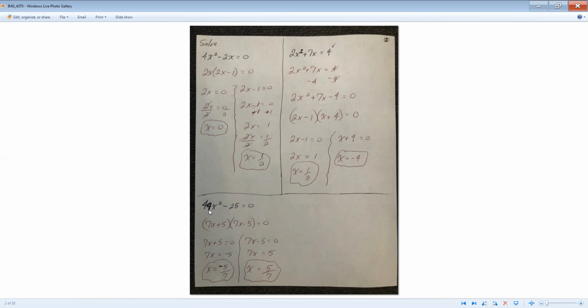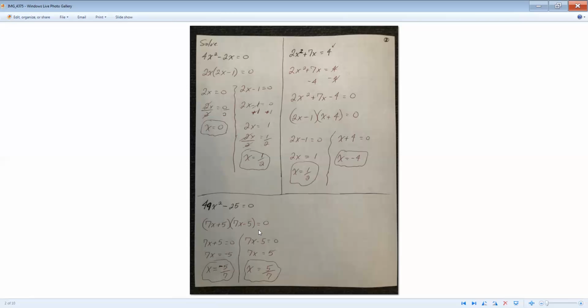One more like that, we have 49x squared minus 25 equal to 0. Here we have a difference of squares. Whenever you have 2 perfect square terms being subtracted from each other, that's called a difference of squares. And what we would do then is apply the formula in which that will give us 7x plus 5 times 7x minus 5. If I were to multiply these back out, that would give me the 49x squared minus 25. Once again, if you have problems with that, email me so we can walk through that process.